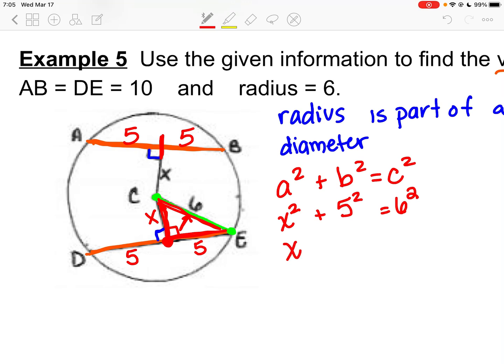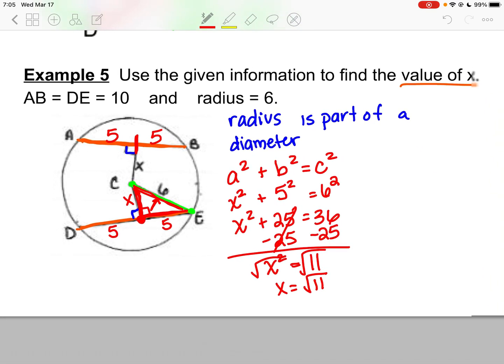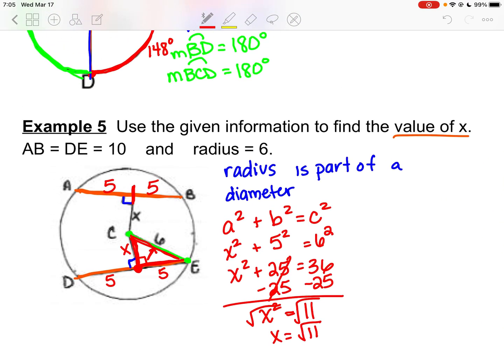So I'm going to go through and solve this. x squared plus 25 equals 36. I'm going to take 25 from both sides. So 36 minus 25 is 11. And then to figure out what x is, I'm going to take the square root. So x equals the square root of 11. I always check to see if there's any direction. Since this one did not tell me how to give my answer, this is the exact answer.